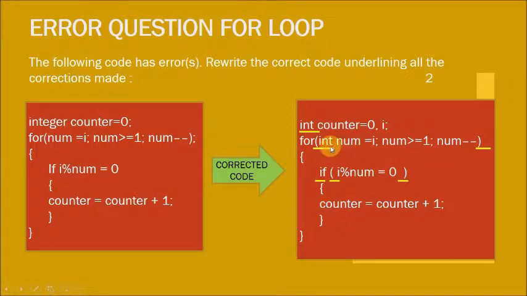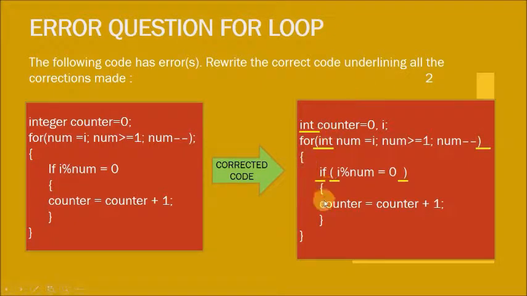So I will initialize it here, int num equal to I, and as I is also not declared, I am declaring it here, int I. Now this is also a variable of type integer. Now after the for statement, it should not be followed by a semicolon. So I have removed the semicolon from here, and I have underlined this, so that the examiner will come to know that you have removed it.